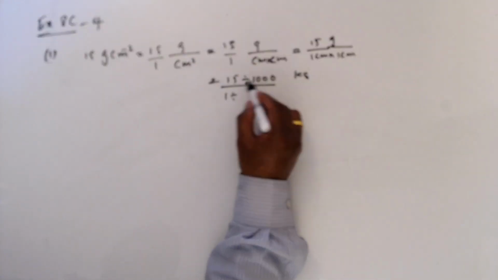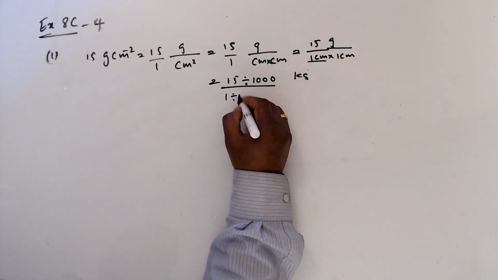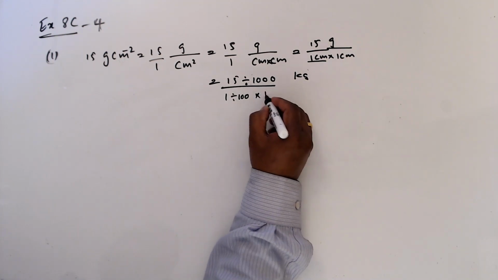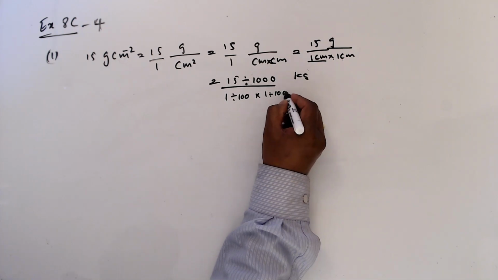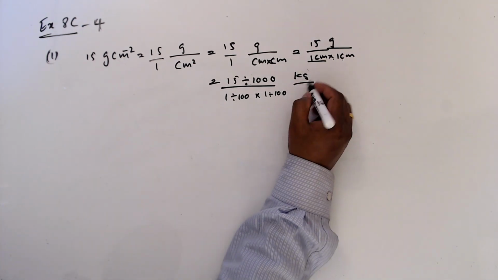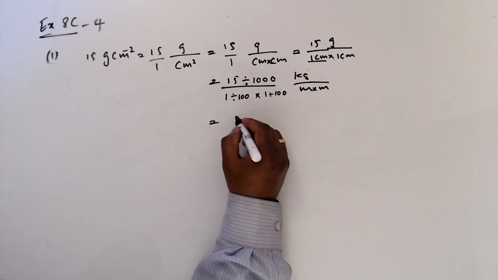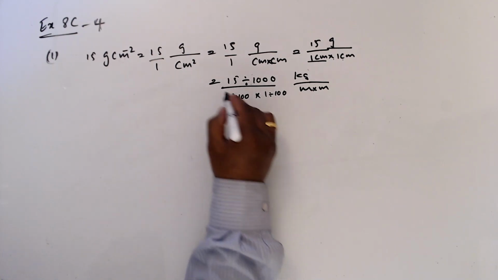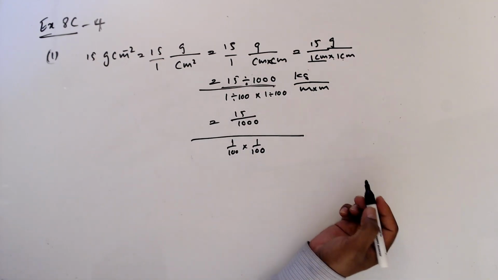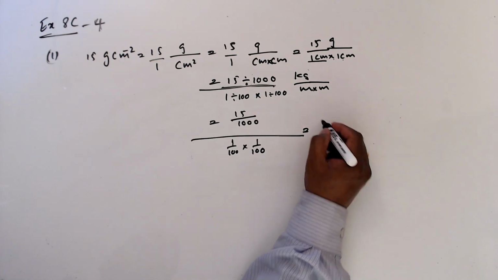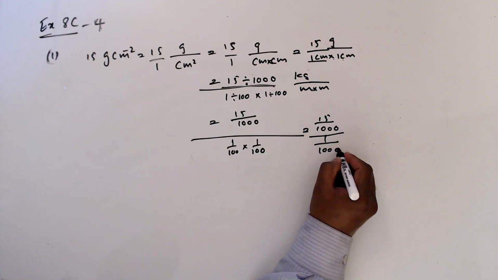So we divide 15 by, so this 1 cm I want to make into a meter. So I have to divide by 100. And this one I need to divide again by 100. So this becomes meter times meter. So 15 divided by 1000, this is the big division, and 1 divided by 100 times 1 over 100. So this is going to be 15 over 1000, 1 over 10,000.